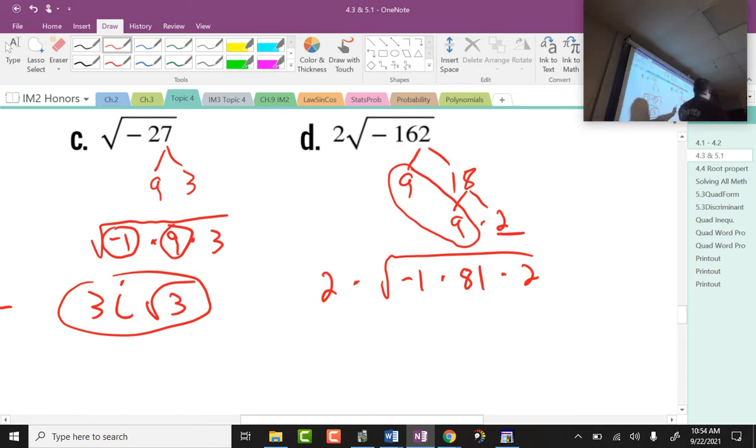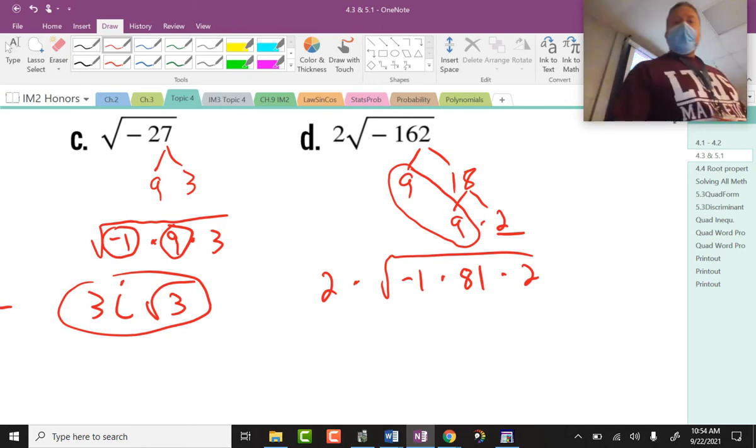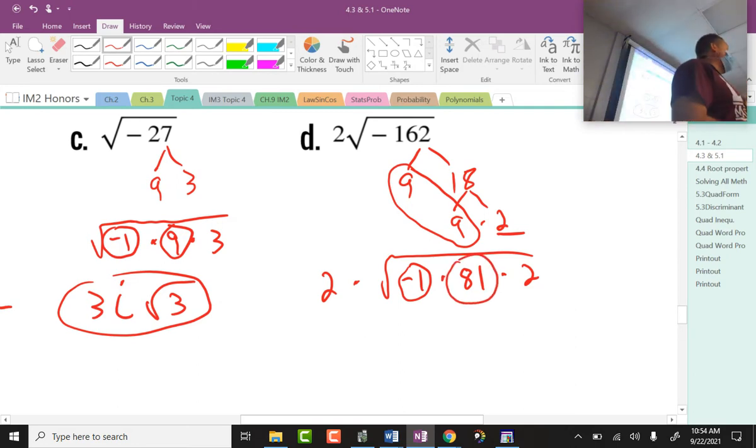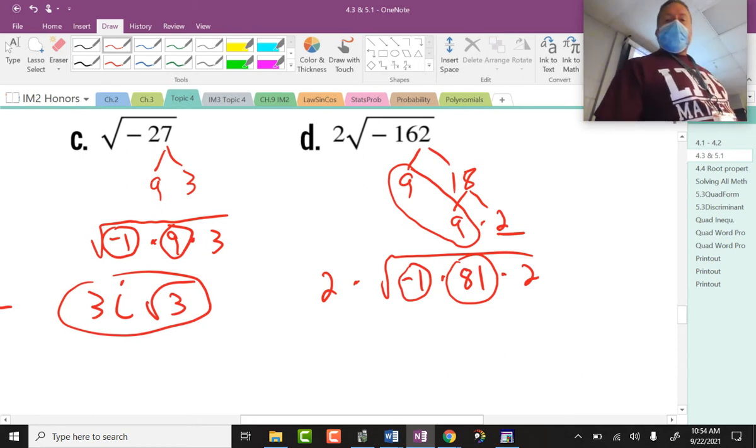What I did is identify what the perfect square is. Now we're going to go through the process. Hey, everybody, what's the square root of negative 1? 3, 2, 1, go. What's the square root of 81? 3, 2, 1, go. 9. And then root 2 is stuck in jail.